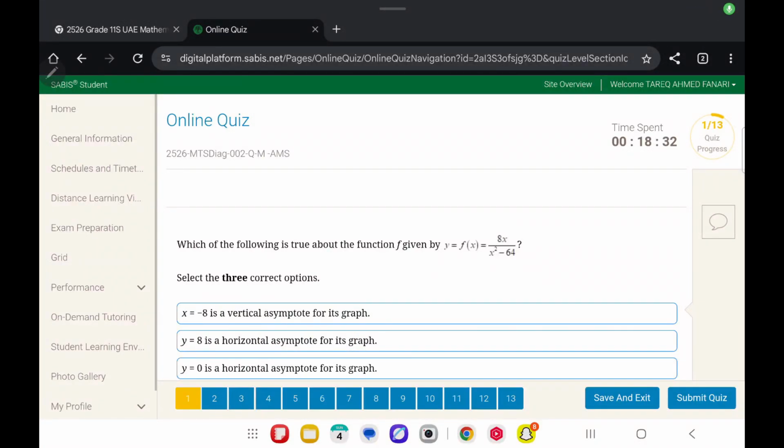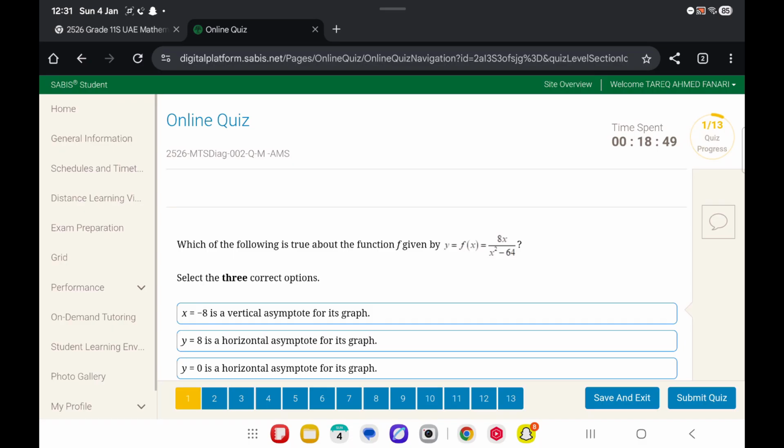Hey everyone, today I'll be doing the term 2 week 1 pure math diagnostic practice quiz. Okay, now I'll start off with question 1. Which of the following is true about the function given by f of x equals 8x over x squared minus 64? Okay, they want us to find the asymptotes.